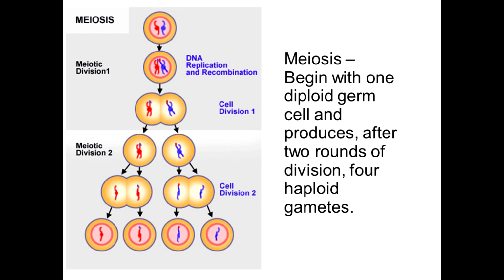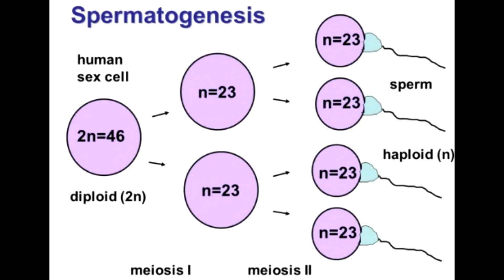So in order to control that, what your cells do is make the number smaller. So you go from diploid with 46 chromosomes to haploid sperm and egg cells, which have 23 each. And that's the key. This is what meiosis is all about. So let's get right into it.